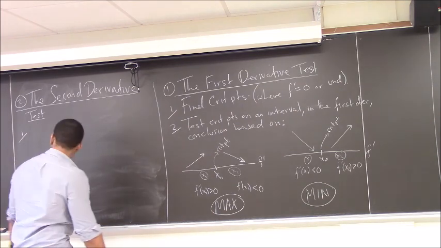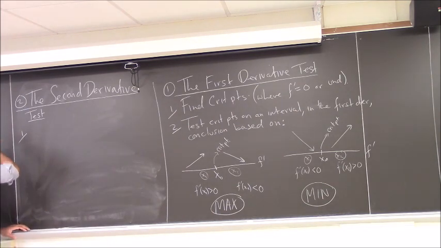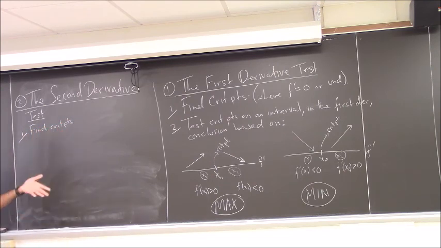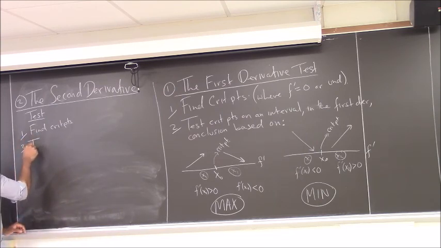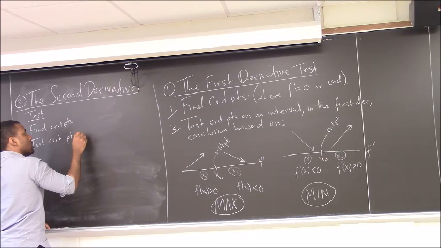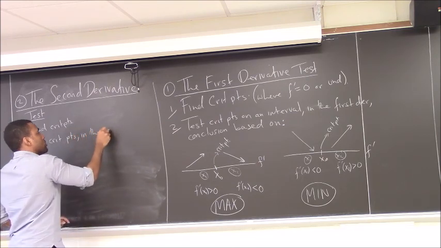So this is, again, find critical points. And again, your function is continuous the whole time. So you find where your derivative is 0 or undefined, and then you will test the critical points. The second derivative.